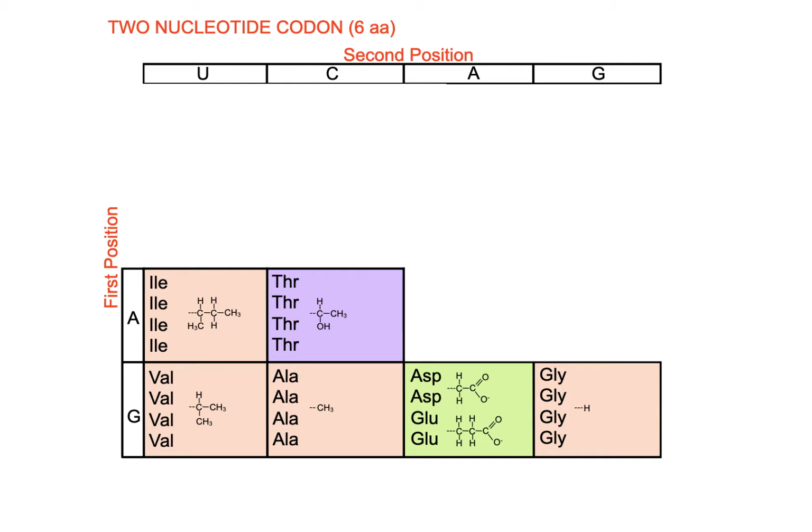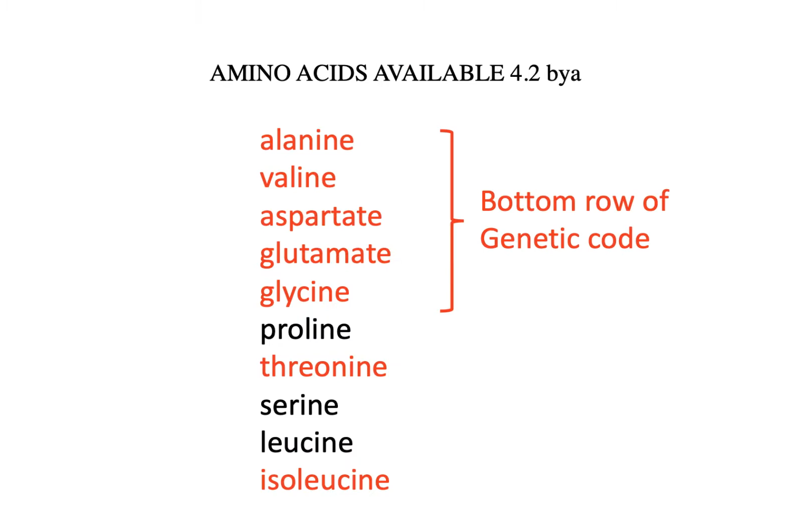Because of the availability of the amino acids at that time, then this part of the table starts growing. So you have isoleucine and threonine. Note that methionine isn't there yet. It was actually a late arrival. And notice that it wasn't one of the ones that were available very early on Earth. So it was added much later.